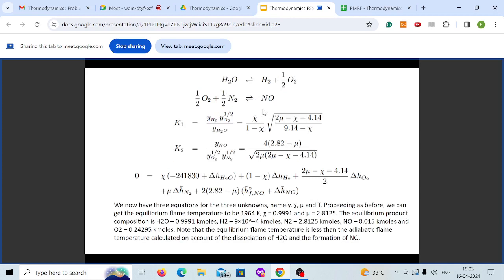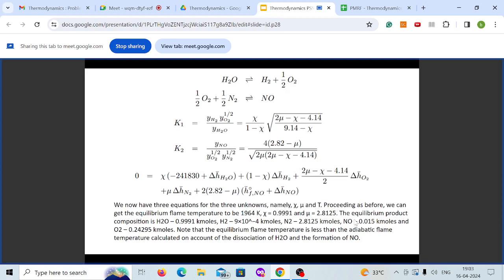We solve for x and mu, and after solving, we again substitute the x and mu values in this third expression. For the corresponding temperature we substitute the delta H values and see if that is equal to 0, and proceed iteratively. At the end we find that the temperature is 1964 Kelvin, x is 0.9991 and mu is 2.8125.